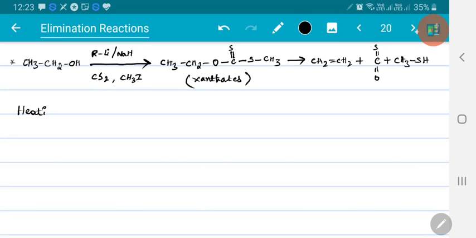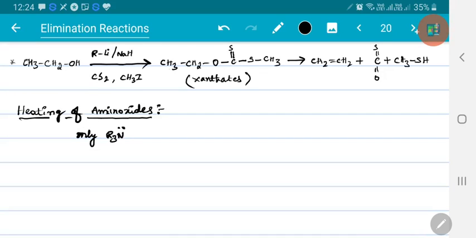Preparation of alkenes by the Ei mechanism through heating of amine oxides. So here particularly we need to form a quaternary ammonium system. To form such a thing, first we need to take a tertiary amine. Only tertiary amines are preferred, right? So I have taken R3N, a tertiary amine.